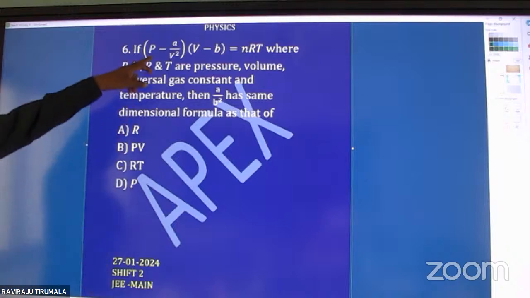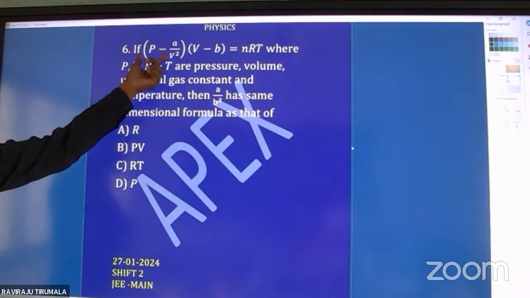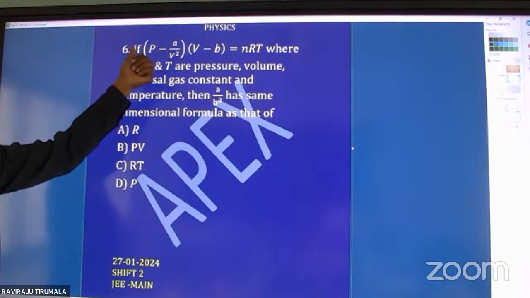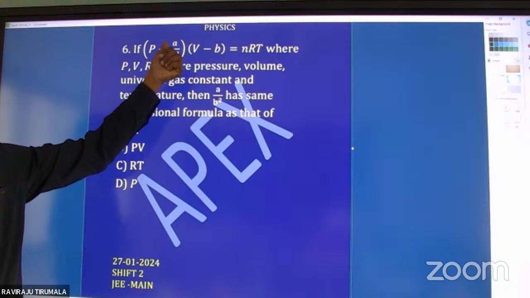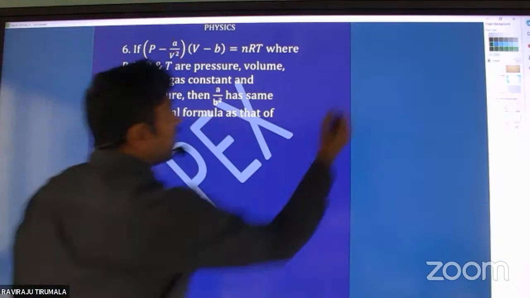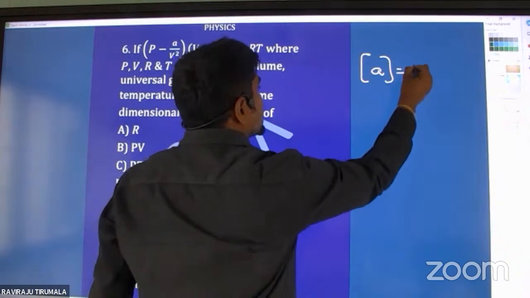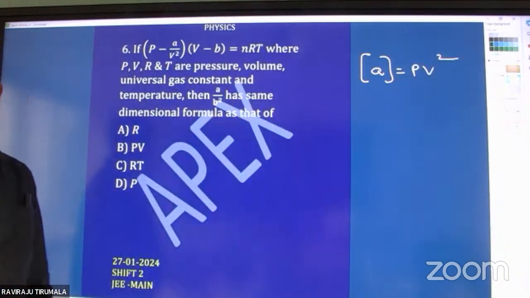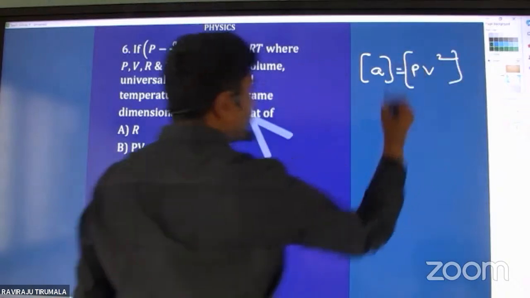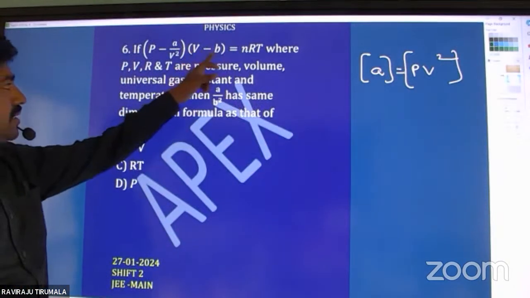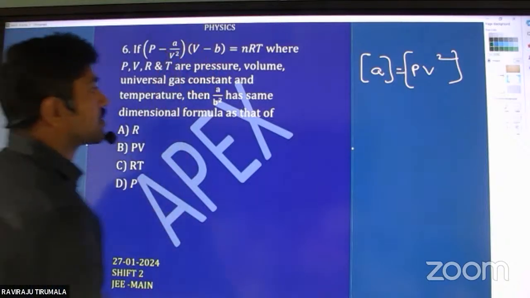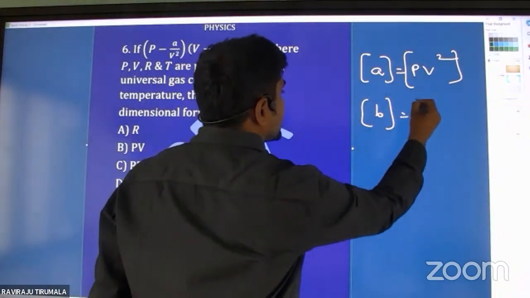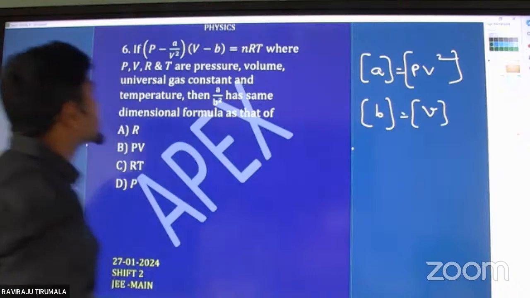According to the rules of dimensions, when two values are added or subtracted, both should have the same dimensions. That means the dimensional formula of P should be equal to the dimensional formula of A by V square. Then the dimensional formula of A is P V square only. And here one is subtracted from another, so both should have the same dimensions. So the dimensional formula of B is nothing but the dimensional formula of V.